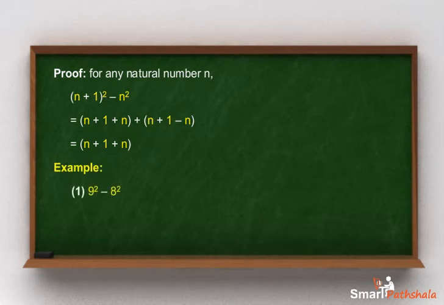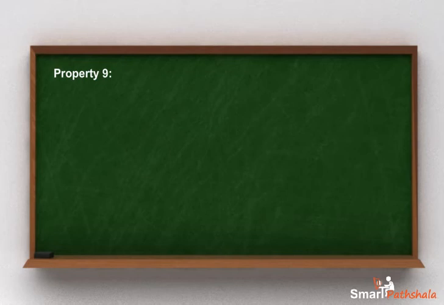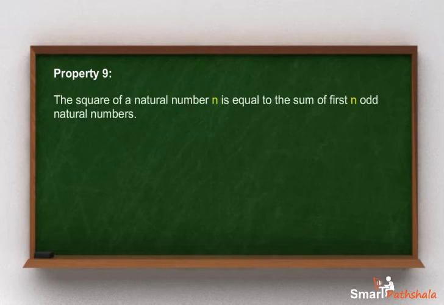Example 1. 9 square minus 8 square is equal to 9 plus 8 is equal to 17. Example 2. 19 square minus 18 square is equal to 19 plus 18 is equal to 37. Property 9. The square of a natural number n is equal to the sum of first n odd natural numbers.